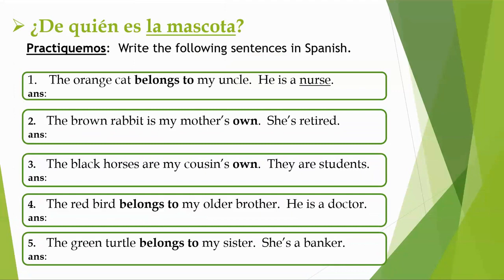How do you say that the orange cat belongs to my uncle? And how do you say he is a nurse? All right. Put your answers in the chat for me, please, and then we're gonna wrap up. Let's do one together. The orange cat belongs to my uncle. He is a nurse. Then I want you to write the other 4 down. And when we come back next week, that's what we'll start with.